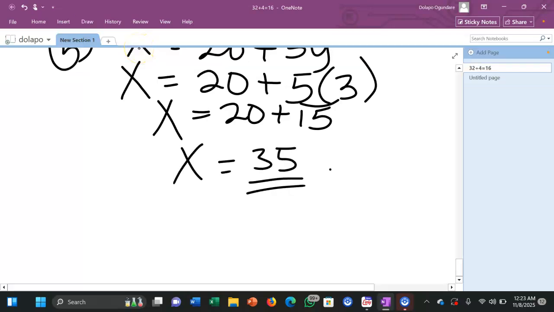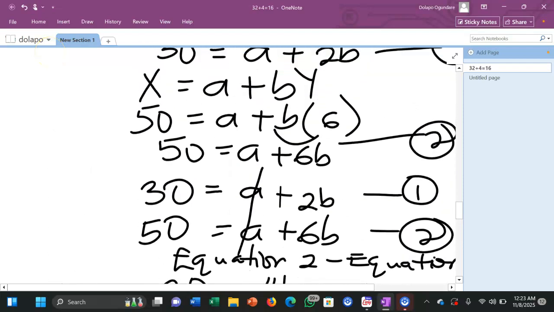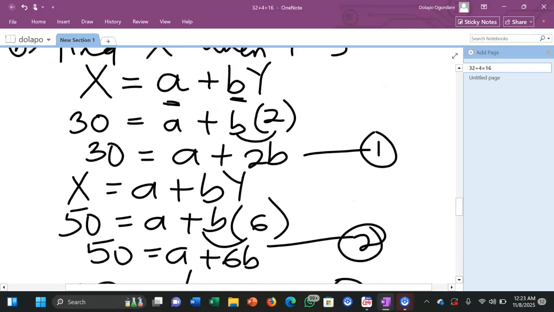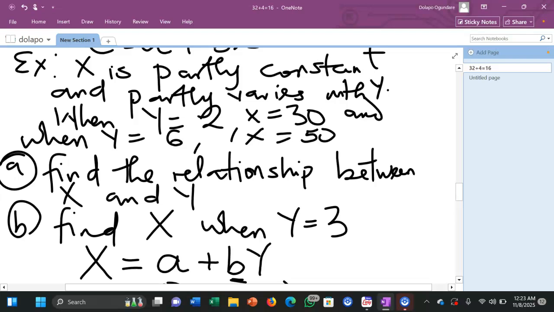So that is partial variation in simple terms. It's not difficult at all. So that is it.